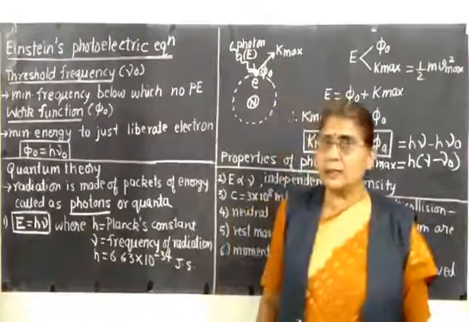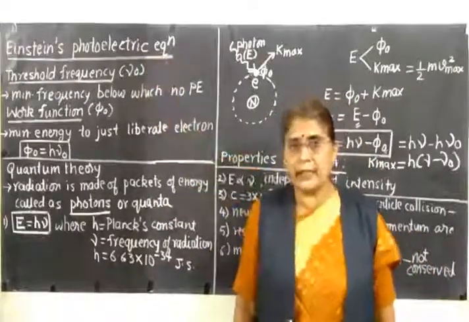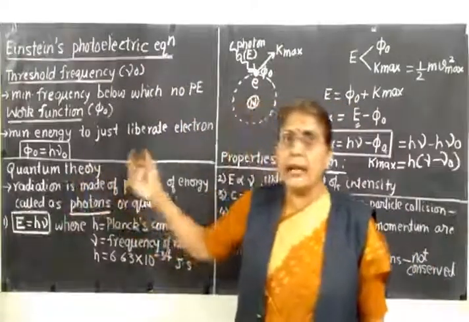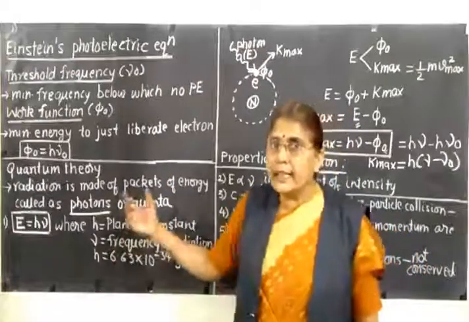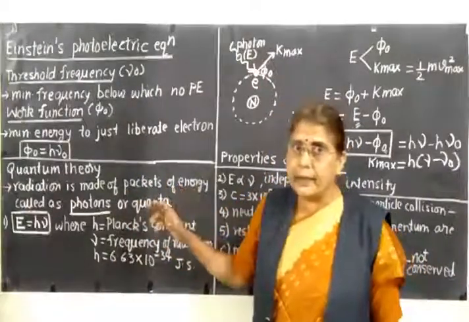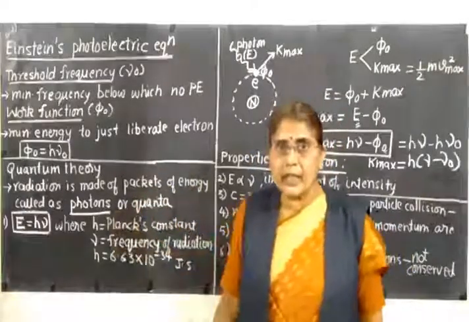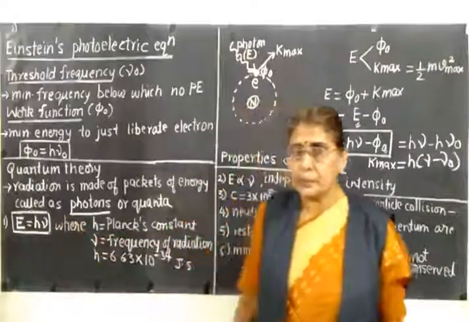So let us revise what we have done just now. First we have framed Einstein's photoelectric equation. For that we have used quantum theory of radiation, and according to quantum theory, radiation is made up of discrete packets of energy or particles called photons or quanta, and the energy of each photon is given as E equals h nu.